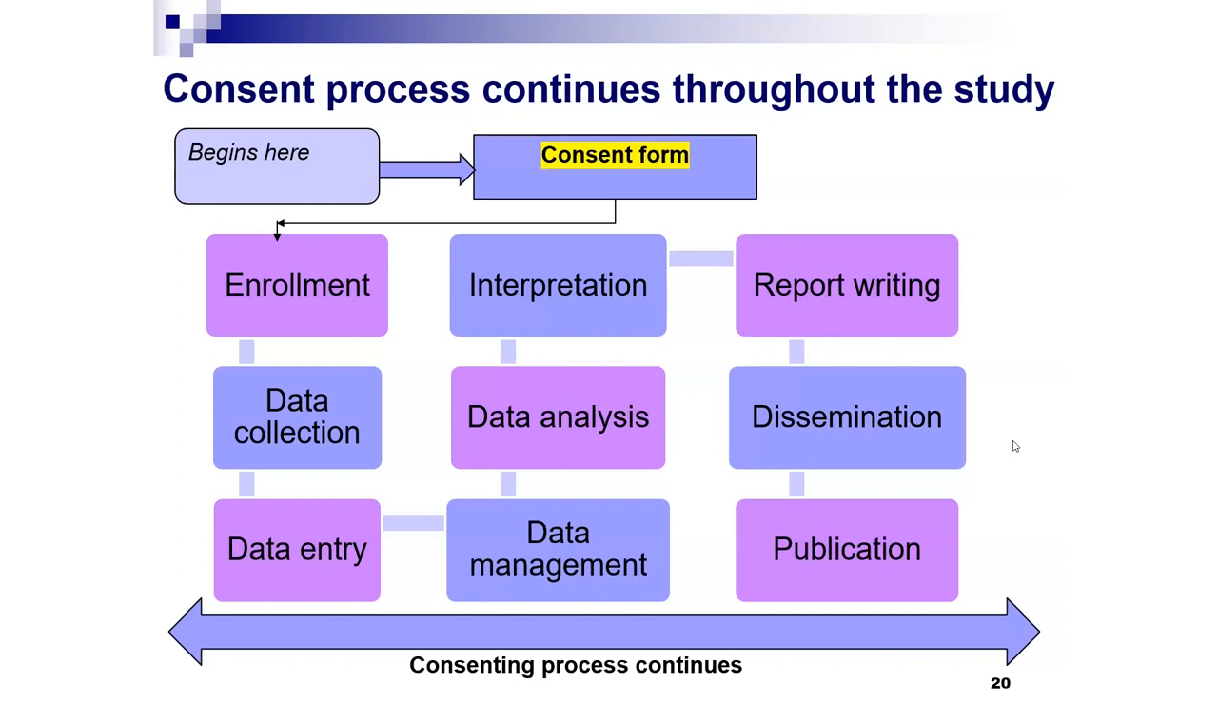So once you enroll, you have already given all the information. You can still give more information if you want in the course of the research. But this consenting process does not only start and end in publication. In every stage, after enrollment, when you collect data, there are ethical issues in data collection. You have to remember what you have told the participants about data. Are you really adhering to that?